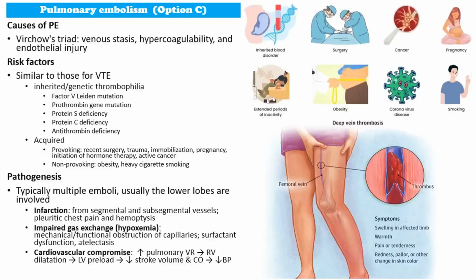Risk factors for pulmonary embolism are similar to those for venous thromboembolism in general. Risk factors can be classified as inherited, or genetic, and acquired. Genetic risk factors include factor V Leiden and the prothrombin gene mutation. Acquired risk factors can be further subclassified as provoking, such as recent surgery, trauma, immobilization, initiation of hormone therapy, or active cancer, or non-provoking, for example obesity and heavy cigarette smoking. Pulmonary emboli are typically multiple, with the lower lobes being involved in the majority of cases.